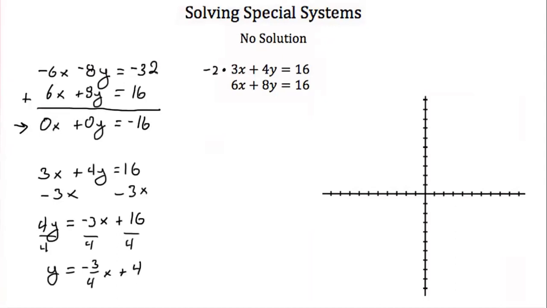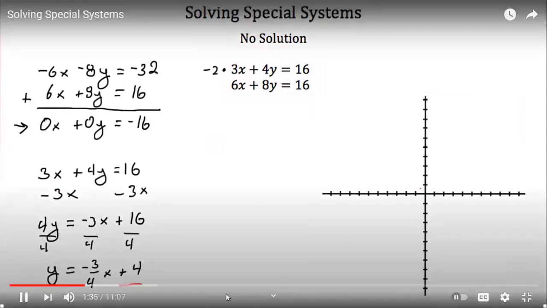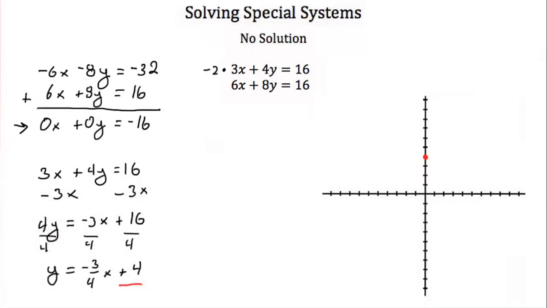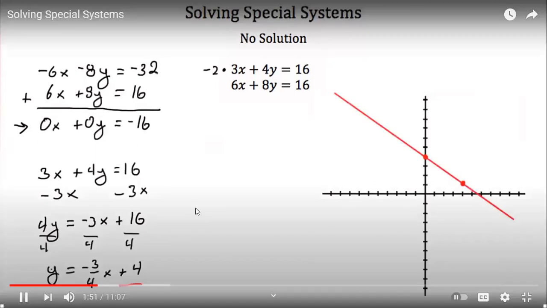Well, to graph that, we have a y-intercept of 4. So we go to 4 on our y axis: 1, 2, 3, 4. It's right there. And then our slope is negative 3/4, so we would go down 3 and over 4. We get a point right there. Then we connect our points, and we get a line that looks like that.